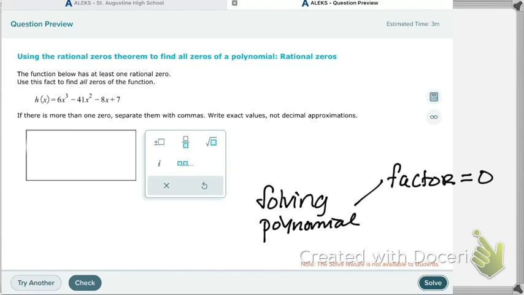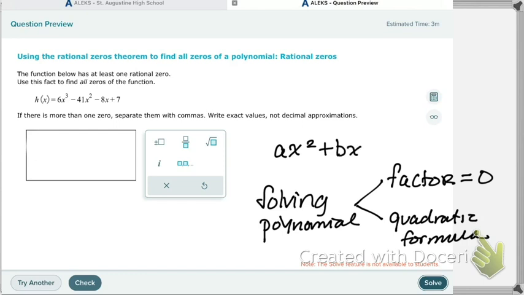If I cannot factor and it's a quadratic, that's where the quadratic formula comes in. Now this is only true for a quadratic polynomial, so a polynomial that could be written in the form f of x equals ax squared plus bx plus c. If we do not have a quadratic, with an exponent of 2, then all we can try and do is factor. So let's take a look at that with this one here.